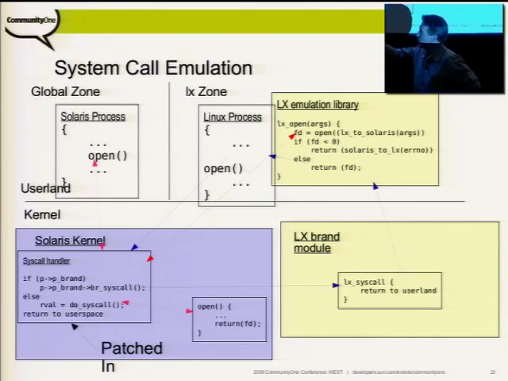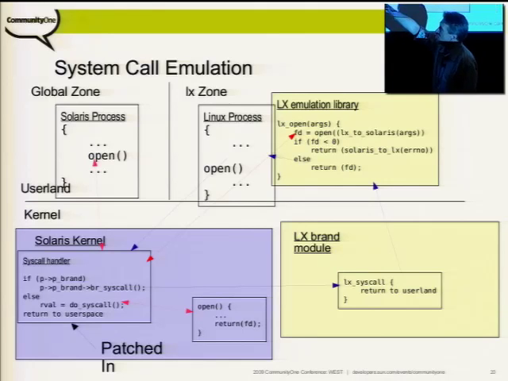So normally there's no change at all, but as soon as that zone's running, this gets patched in, and you can essentially see that this code is going to look to see if it's a branded process, and if it is, it's going to do something else. Otherwise, it does the normal system call and code here and then returns.